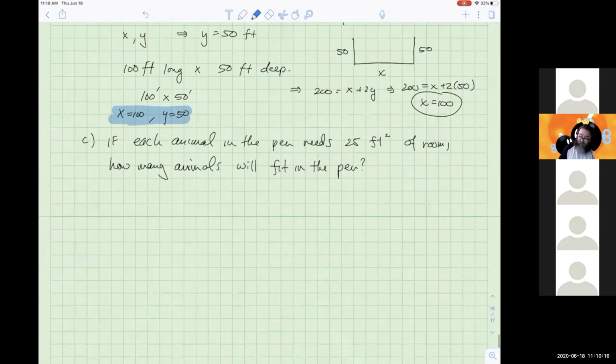And then finally, if each animal in the pen needs 25 square feet of room, how many animals will fit in the pen? Well, we have 5,000 square feet, and each animal needs 25 square feet of room. And so that is 200 animals will fit in the pen.